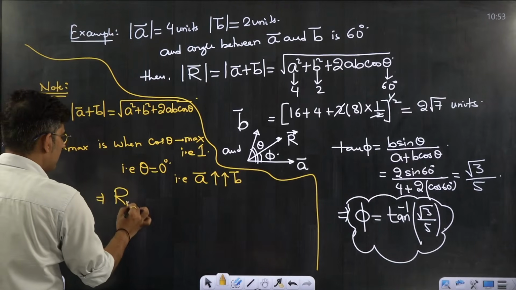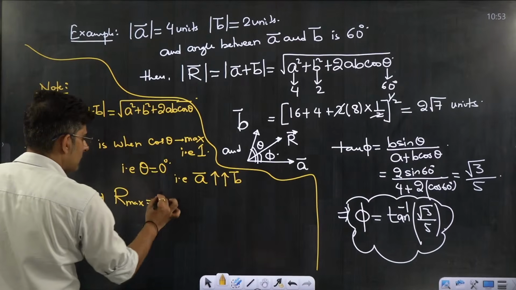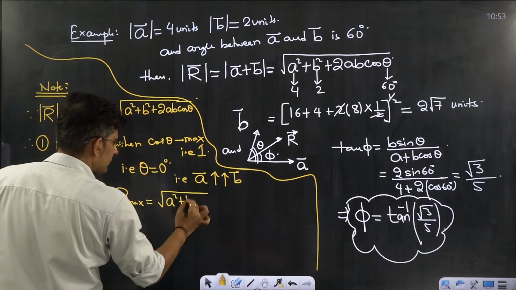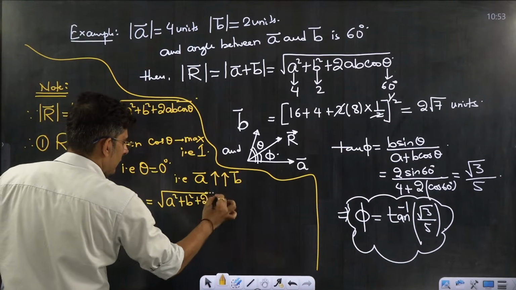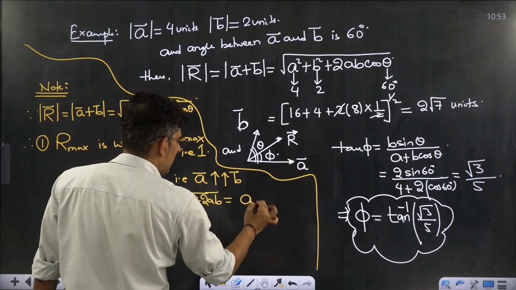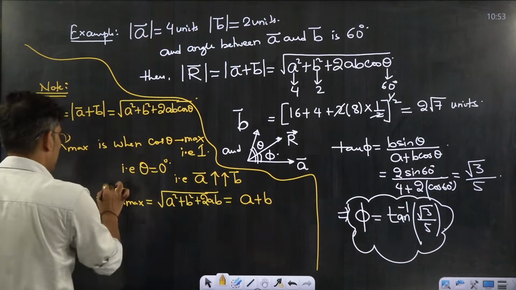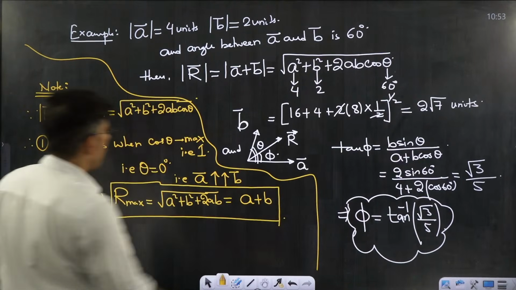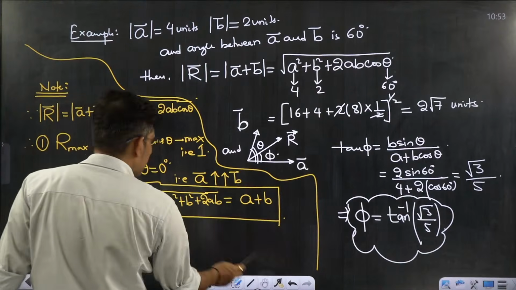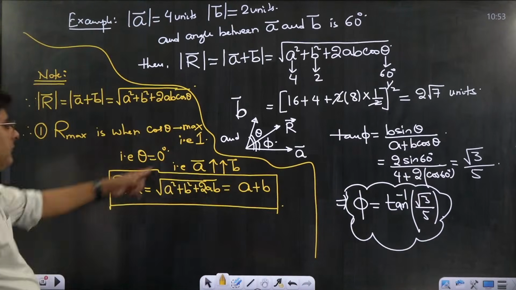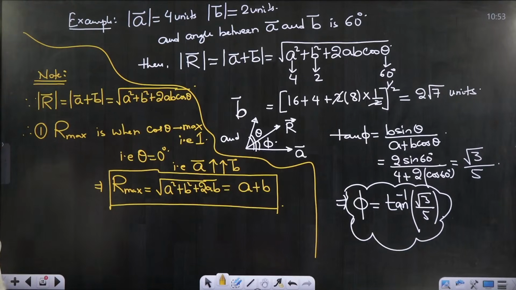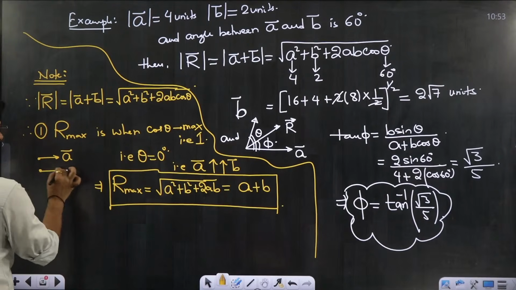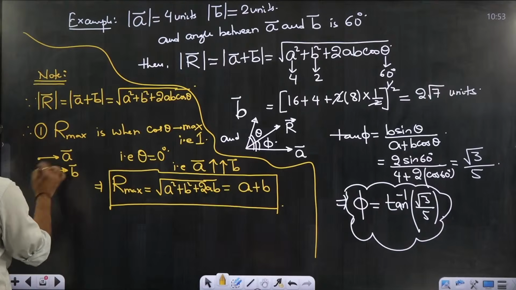So the maximum resultant is how much? Under root of a square plus b square plus 2ab, which is nothing but a plus b. So you will directly add the magnitudes. The maximum resultant of two vectors is simply the sum of their magnitudes, when the vectors are parallel to each other. If this is a vector, b vector, both in the same direction, you can directly add their magnitudes.